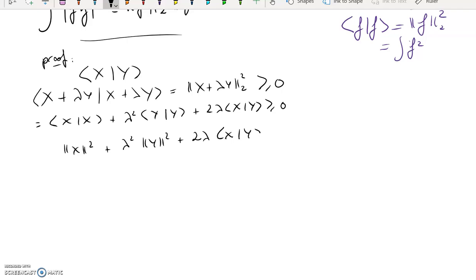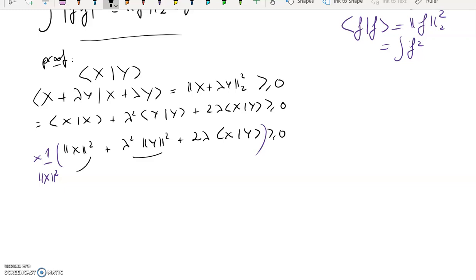Let's divide by norm square of x, so times 1 over norm square of x, that whole thing. What do I get? If x is different from 0, of course. If x were equal to 0, you don't really have to worry about proving the Cauchy-Schwarz inequality. So if I divide by norm square of x, I will get 1 here.